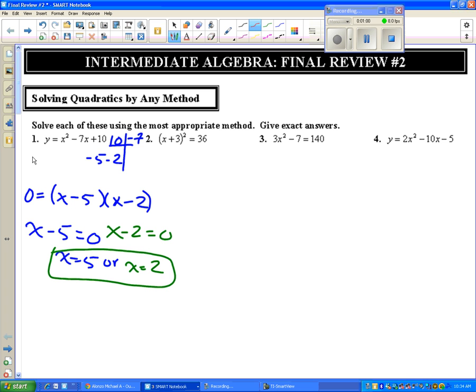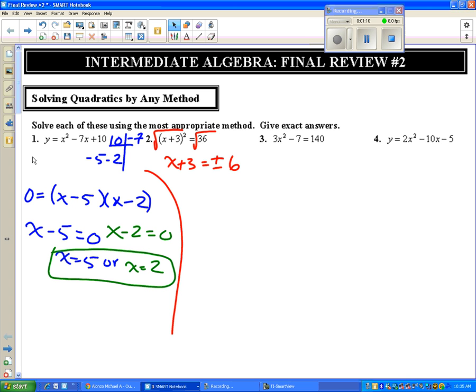X plus 3 squared equals 36. This is a quantity squared by itself, so I'm going to square root both sides. On the left side, I'm going to get x plus 3 is equal to, whenever I take a square root, it has to be plus or minus 6. So this tells me I'm going to have x plus 3 is equal to 6.